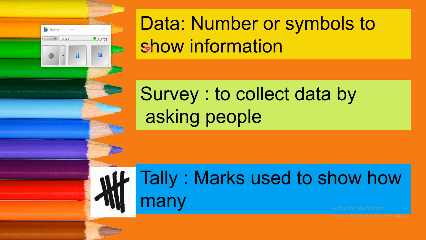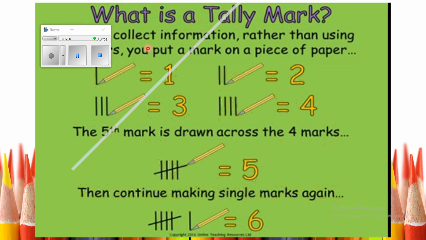Now the tally. What do the tally marks show? How many. Excellent. Tally marks show how many. Let's take a review about how we make the tally marks. Here is number 1. Here is 2, 2 marks. Number 3, 3 marks. Number 4, 4 marks. Number 5, 4 marks and I cross it with the 5th one. And finally, number 6 is a group of 5 sticks together plus 1 stick alone.